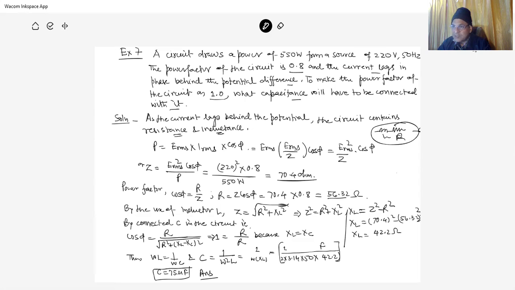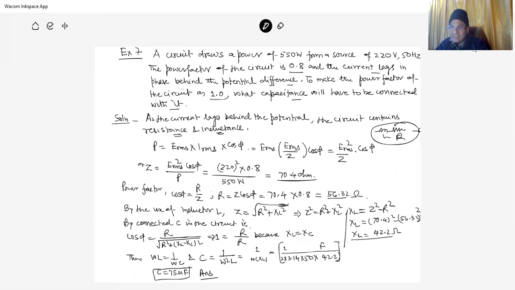the given circuit, which is root of R square plus XL square. So Z square is equal to R square plus XL square. So XL is equal to root of Z square minus R square. So this is 42.2 ohm, the XL.